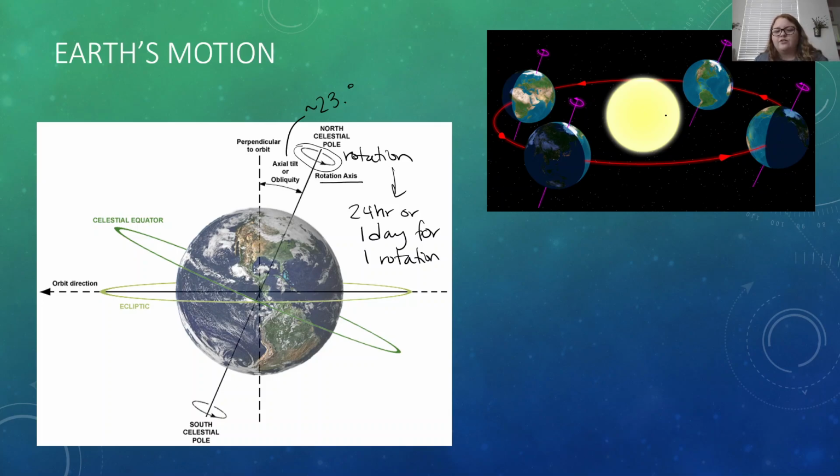Then over here, we also have that the Earth orbits the sun, right? So Earth orbits the sun, and that takes 1 year, or about 365 days. And so that is for one orbit around the sun.